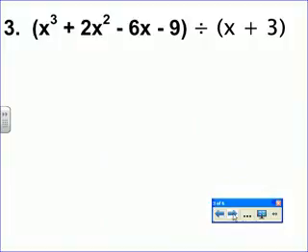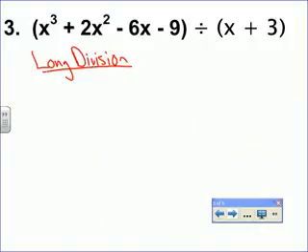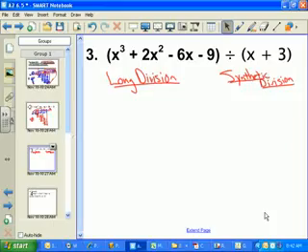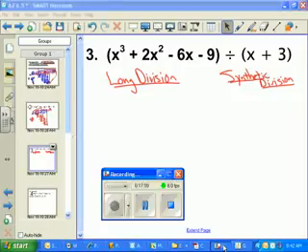You guys want one more to practice with long division? No. Because you can do them both ways. Tell you what, it'll only take a minute. Do this one by long division, and then I'll show you synthetic division. We'll contrast the two methods. So stop here for a minute, see what you get.